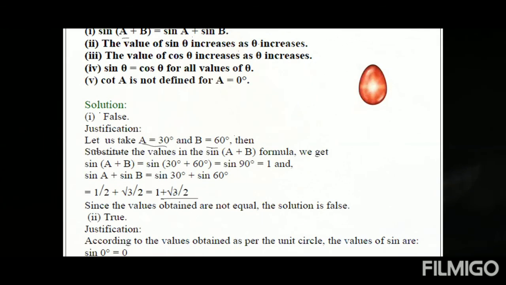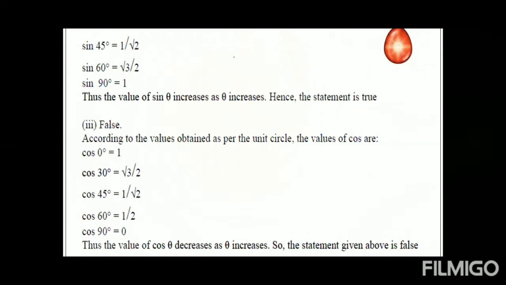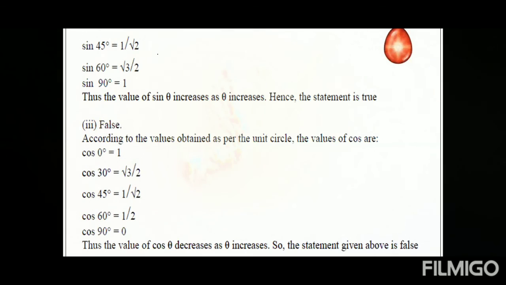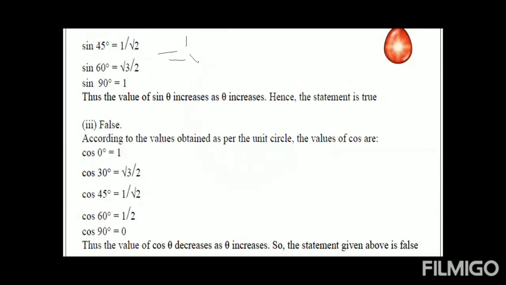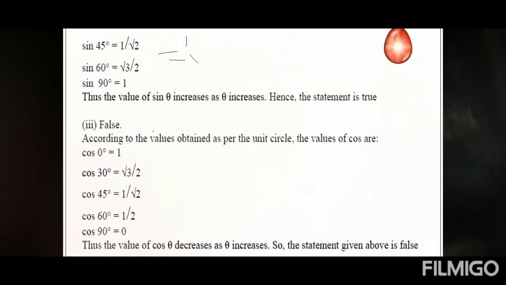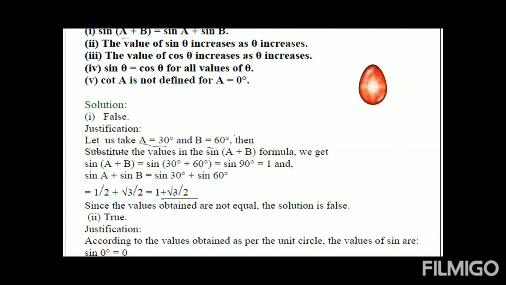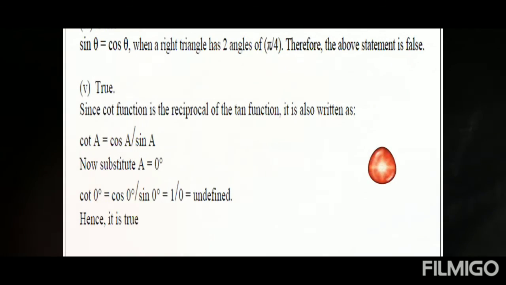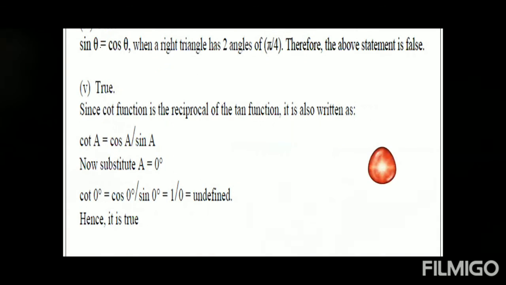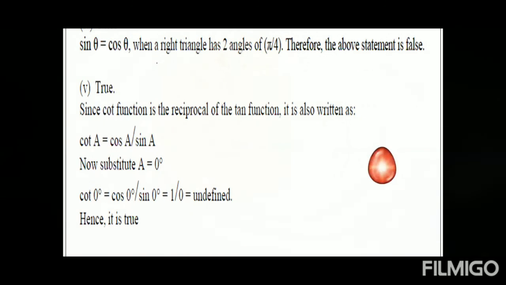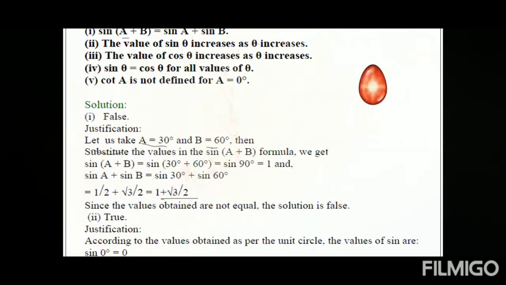Okay. Now, value of cos theta increases as theta increases. Now let's see. No, it doesn't. Sine is the opposite of cos. If sine increases, then cos decreases, right? So this is false. Sine theta equals cos theta for all values of theta. I don't think so. It's false because sine 0 degree is 0, but cos 0 degree is 1, right? It's not equal, so the statement is false.